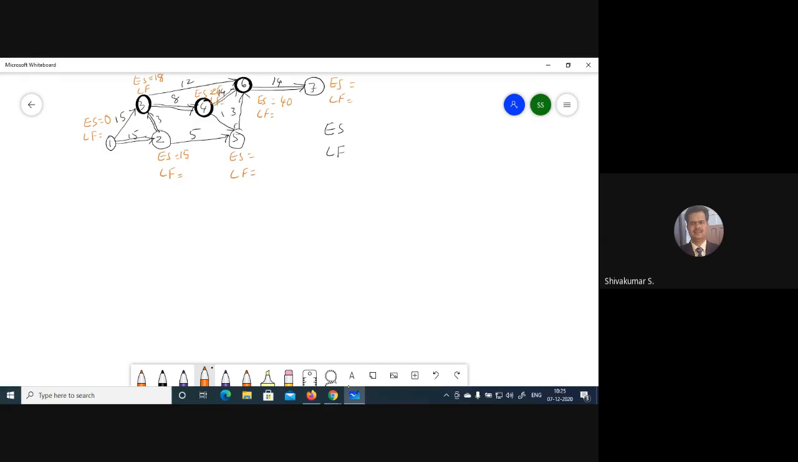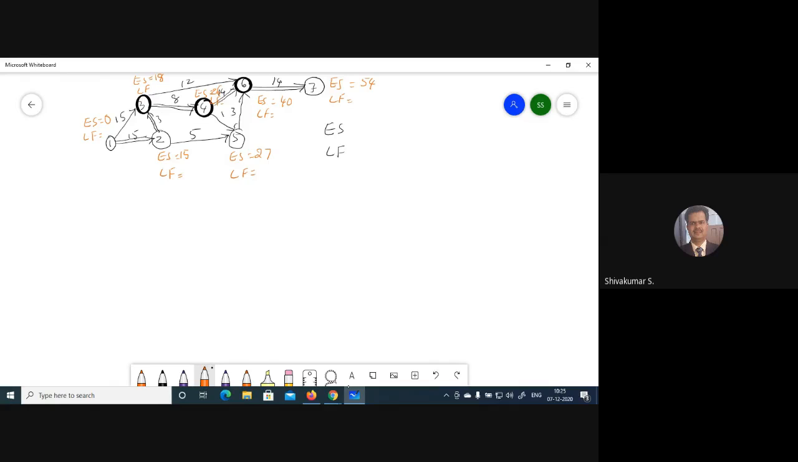After the fourth comes the fifth event. Here 26 plus 1 is 27, but here 15 plus 5 is 20. We can start only after 27, because the fourth is also there. That's why 26 plus 1 is 27. Now 27 plus 3 is 30 for the sixth. If you go through this route, 26 plus 14 is 40. Next, 40 plus 14 is 54. This is the earliest start. I will always take the highest value for the earliest start.